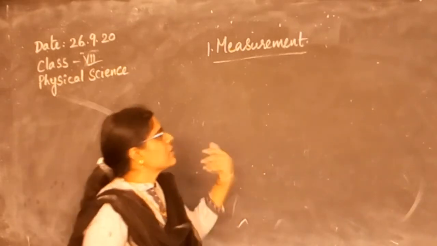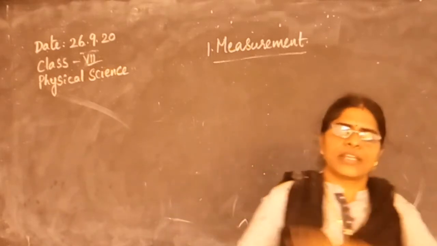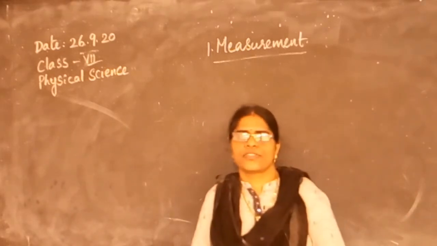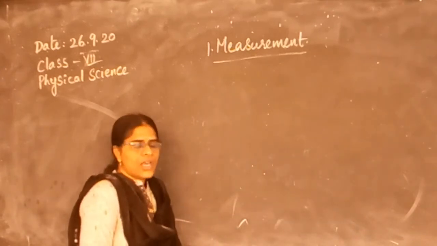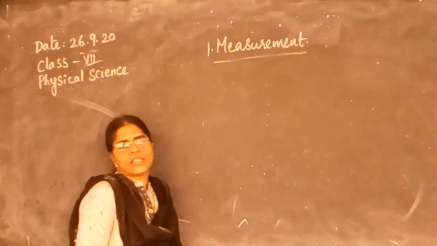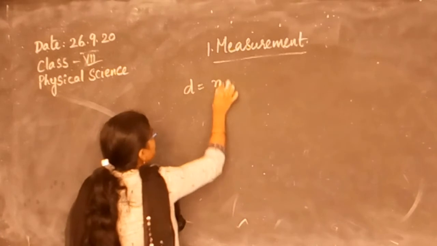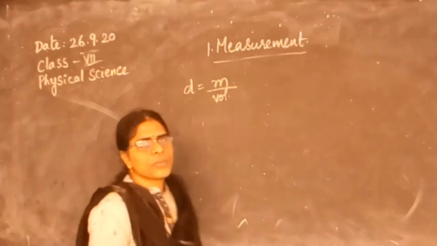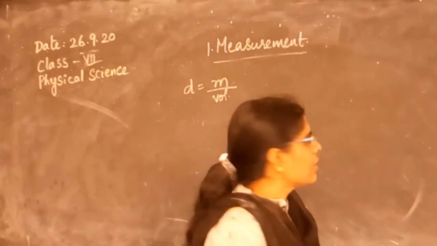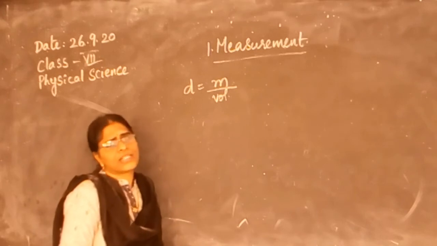Okay. Today we have already studied density. For 7th class, I have told you about density. How have we defined density? We have defined density as mass by volume. You all remember that? Okay. Today we will do only small activities here.